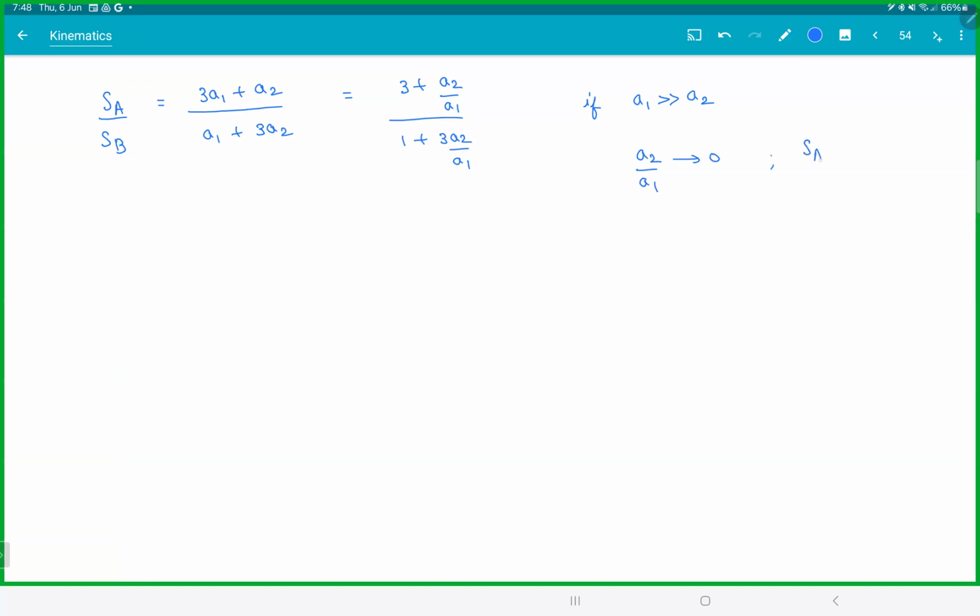That means your ratio SA by SB will be approximately equal to 3. This guy will be 0, plus 1 plus 0, so this is equal to 3. That means you do anything you want, you cannot exceed the value 3. Similarly, I can do the reverse.